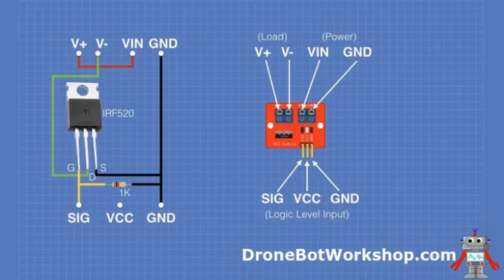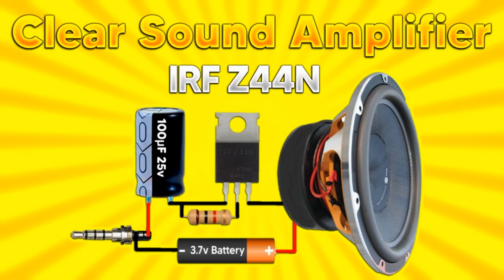Analog multipliers and mixers. In analog signal processing, MOSFETs are used in multipliers and mixers to control the amplitude of signals. This is essential in applications such as frequency modulation and signal demodulation. Analog switches. MOSFETs function as analog switches to control the connection of analog signals. These switches are used in multiplexers, demultiplexers, and sample and hold circuits.